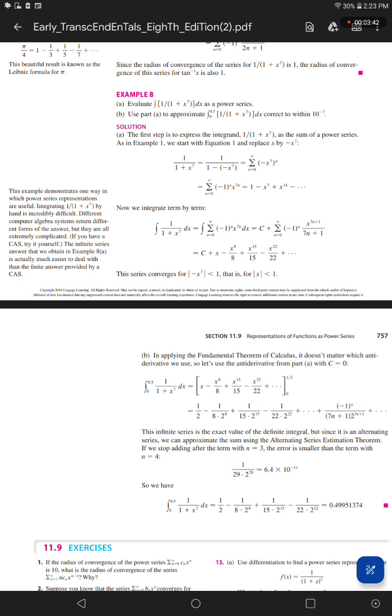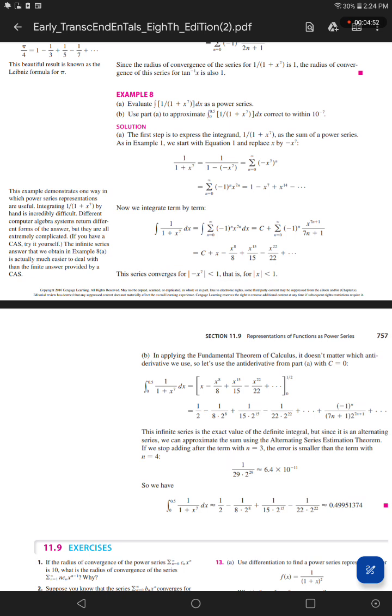The integral of 1 over 1 plus x to the 7th power dx equals the integral of the sum from n equals 0 to infinity of (negative 1) to the power n times x to the power 7n dx, equals C plus the sum from n equals 0 to infinity of (negative 1) to the power n times x to the power 7n plus 1 over 7n plus 1, equals C plus x minus x to the 8th power over 8 plus x to the 15th power over 15 minus x to the 22nd power over 22 plus and so forth.